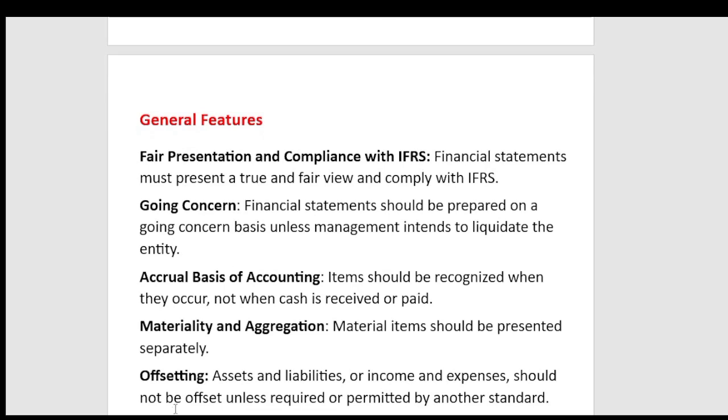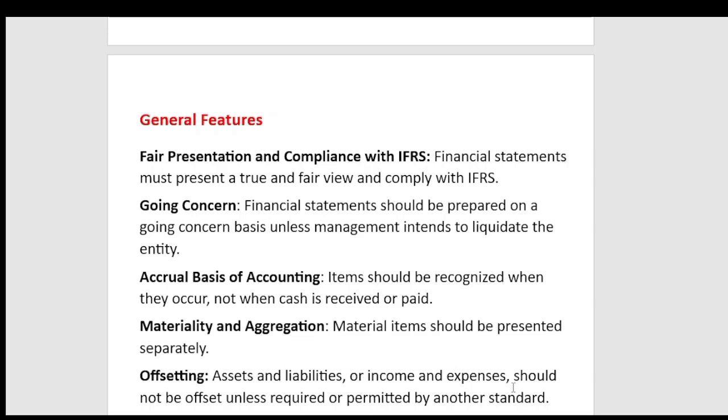Offsetting. Assets and liabilities or income and expenses should not be offset unless required or permitted by another standard. This is also related to IAS 8, accounting policy, estimate and error. An estimate is when the management makes judgment on some items, whereas a policy is when a new accounting standard is adopted and you have to abide by that new standard. That is the policy. Now here it is saying assets and liabilities or income and expenses should not be offset unless required or permitted by another standard.